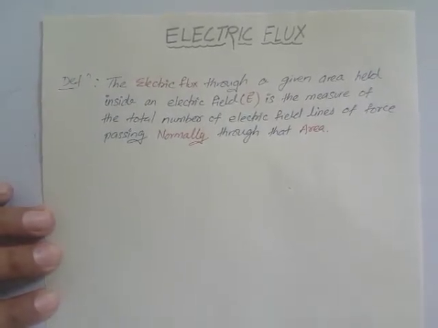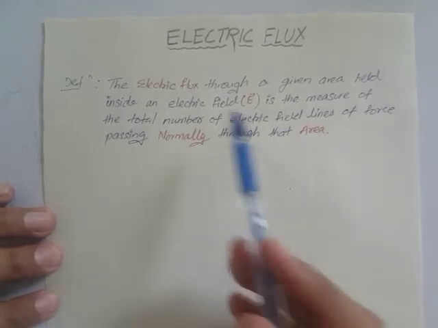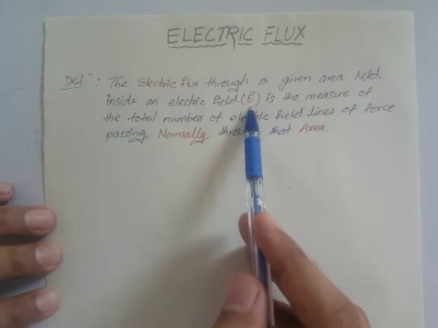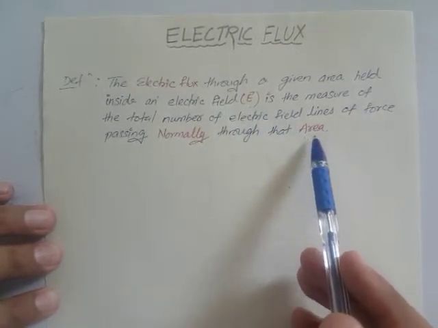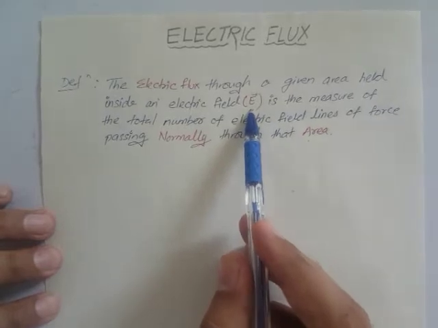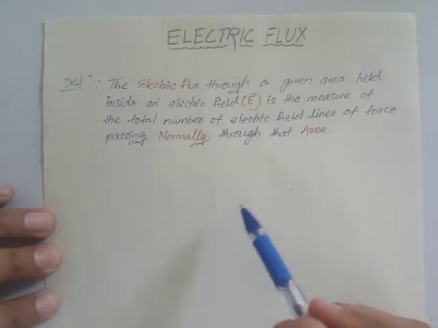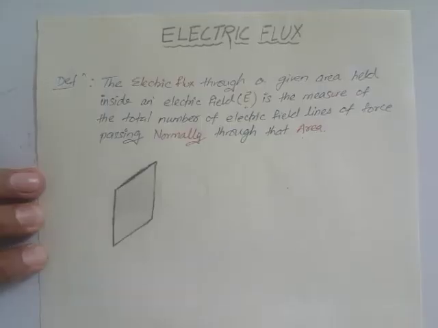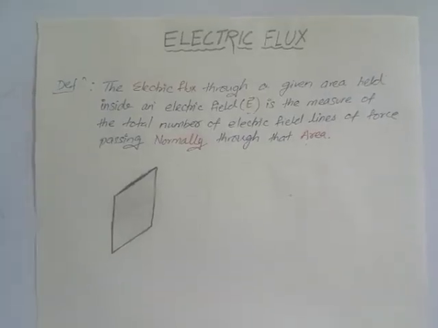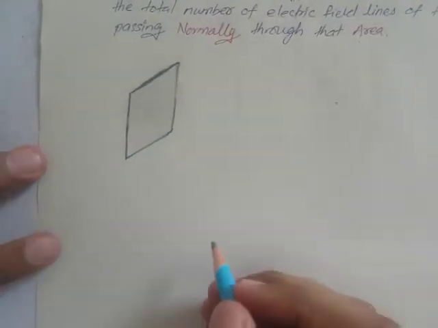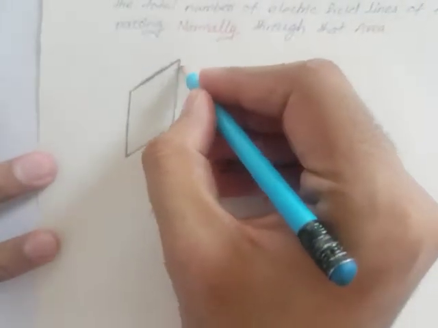So here we have three important things: electric flux depends on the electric field lines and on the area, but the area should be normal to the electric field lines. So according to the definition, if I draw a diagram over here, we'll get a diagram like this. Now this one is area A. If we see closely, this one is area A. We'll say this as an area.